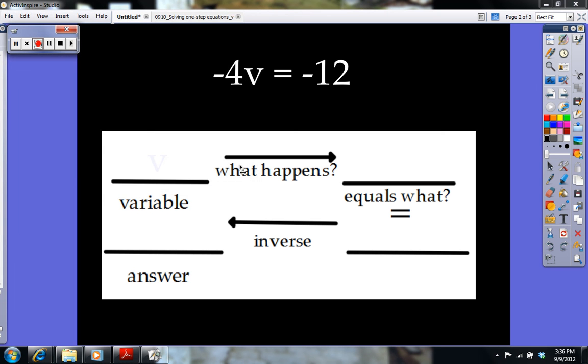Alright, this is problem number 9 on your homework. Negative 4v equals negative 12. What are we going to start with? Write down the first step on your paper.